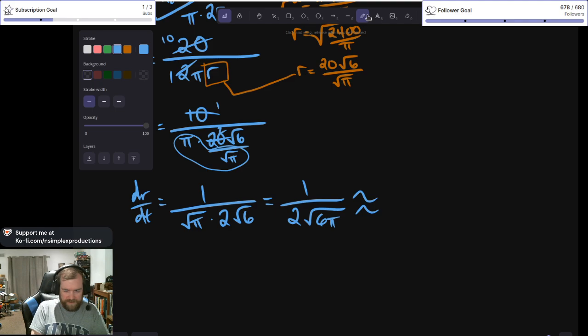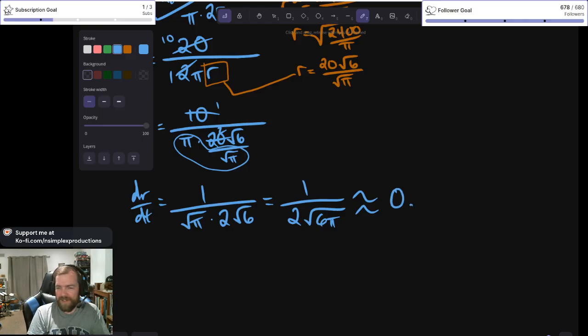2 root 6 pi. I was kind of on that camp for a while, where I was like, well, you know, you really should rationalize it. And in a lot of cases, even if you tried, you would fail. Is the square root of pi rational? No.